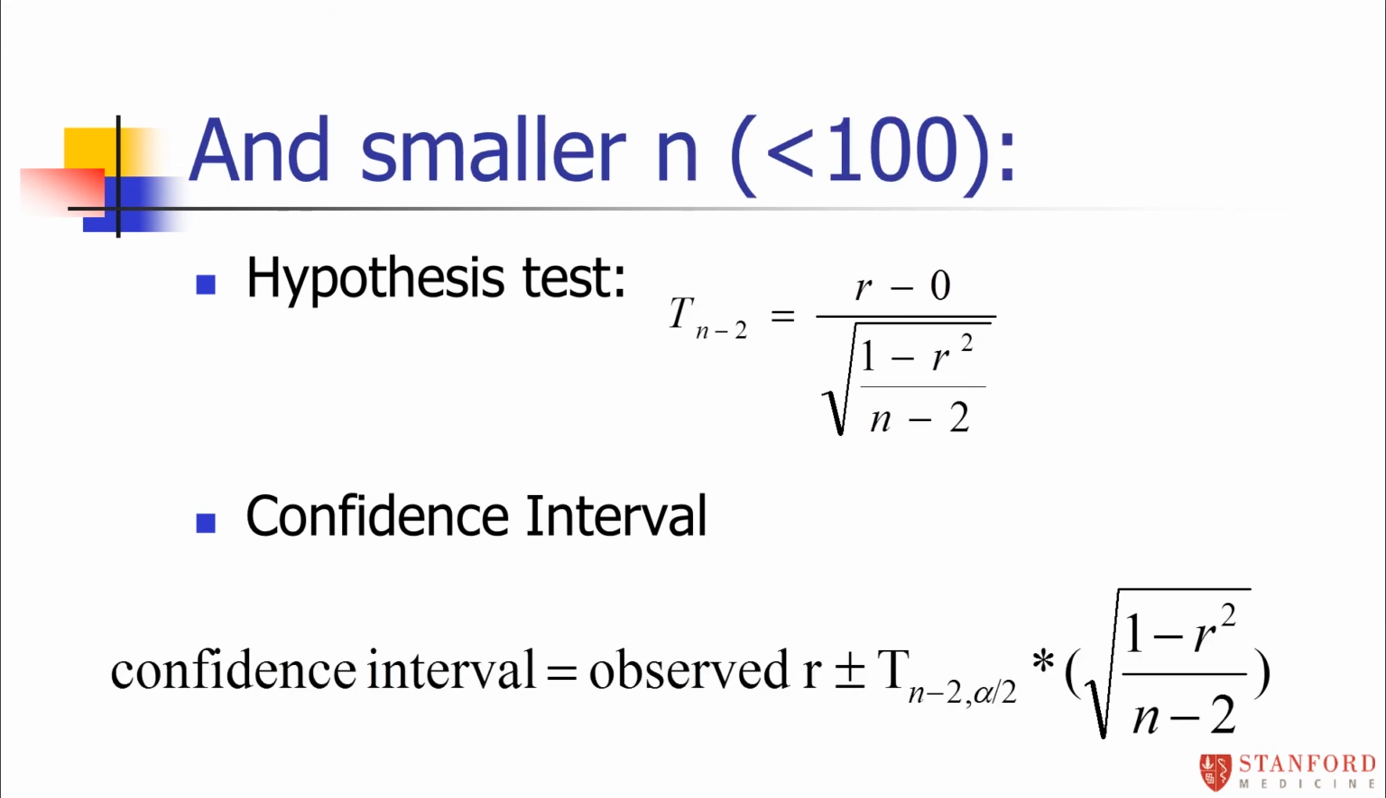For small n, you'd have to worry about the fact that you're on a t-curve. You might have to worry, for really small n, about the fact that it's an n minus 2 in the standard error. And again, you'd be comparing R to its standard error to get a t statistic, or you'd be building a confidence interval, all in the same way that we've talked about already.